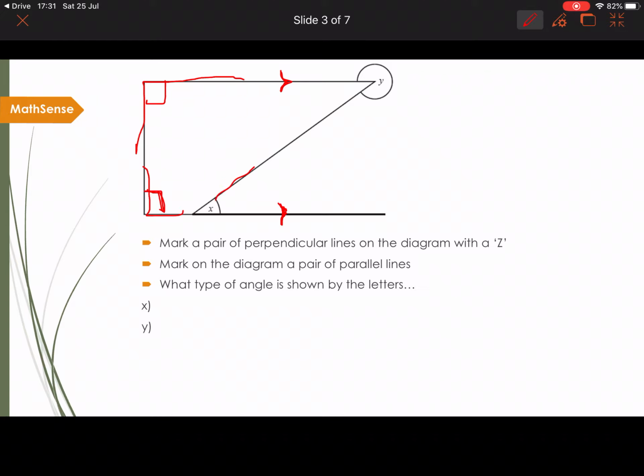Now, X is over here. This is a small angle and it's definitely less than 90 degrees. So we would call this an acute angle. And you can go back to the previous slide if you need to. Now, the angle Y is a big angle, definitely bigger than a straight line, but not quite a full turn. So we would call this a reflex angle.